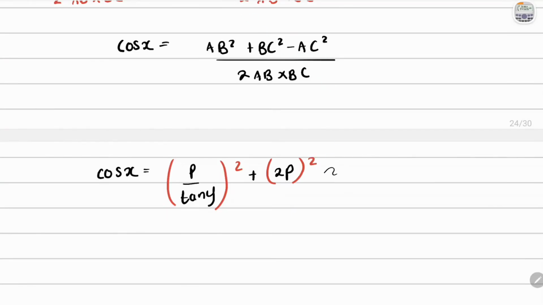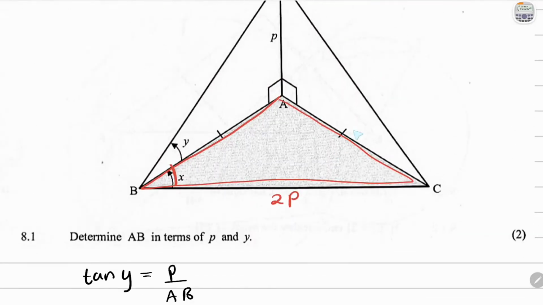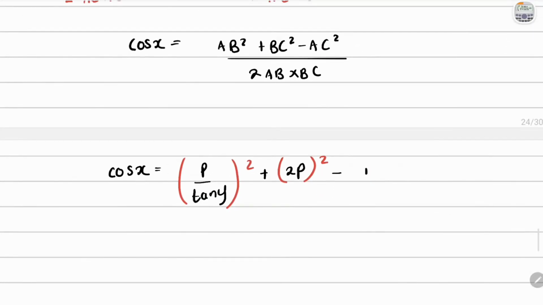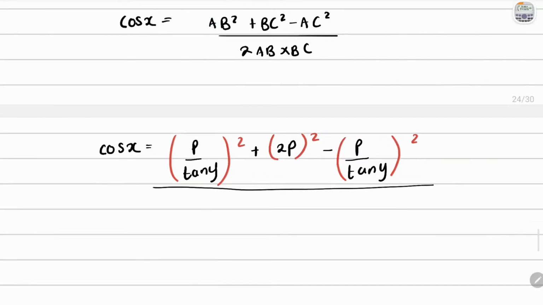Then minus AC squared. So AC, the side that is exactly the same as AB. So if AB is P over tan y, then AC is also P over tan y. And you see how this is not a problem anymore because it's also squared, and they're subtracting, so they'll cancel. Okay, so then it goes all over 2 multiplied by AB, which we know is P over tan y, multiplied by BC, which we know is 2P.